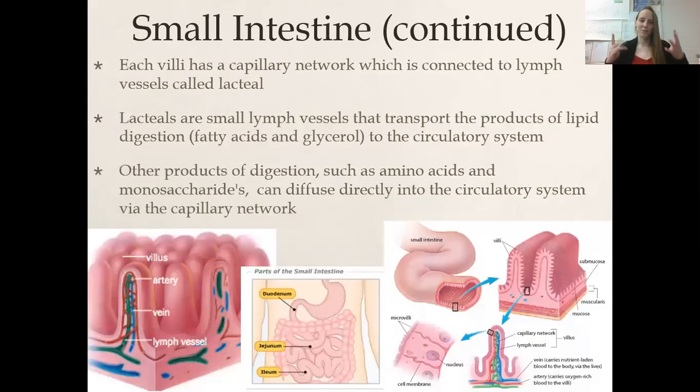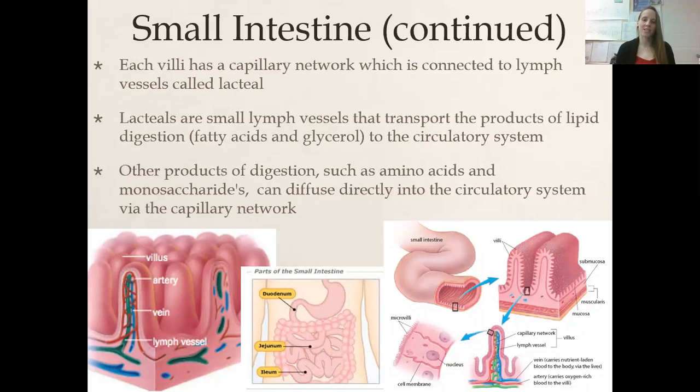Each villi, so each one of those little fingers, has a capillary network, which is connected to a lymph vessel called a lacteal. The lacteals are responsible for transporting the products of lipid digestion to the circulatory system. So when you break down a lipid or a fat, you get fatty acids and glycerol. Those are going to be absorbed into the lacteal and then into the circulatory system.